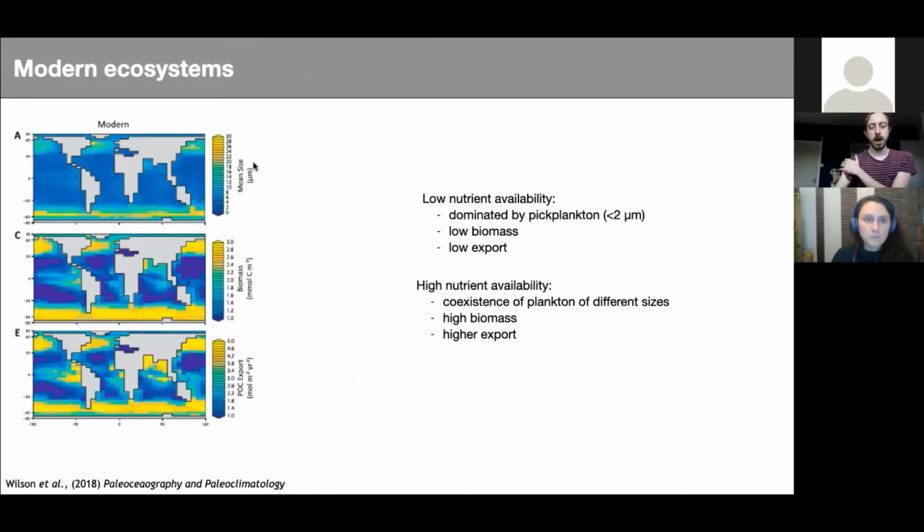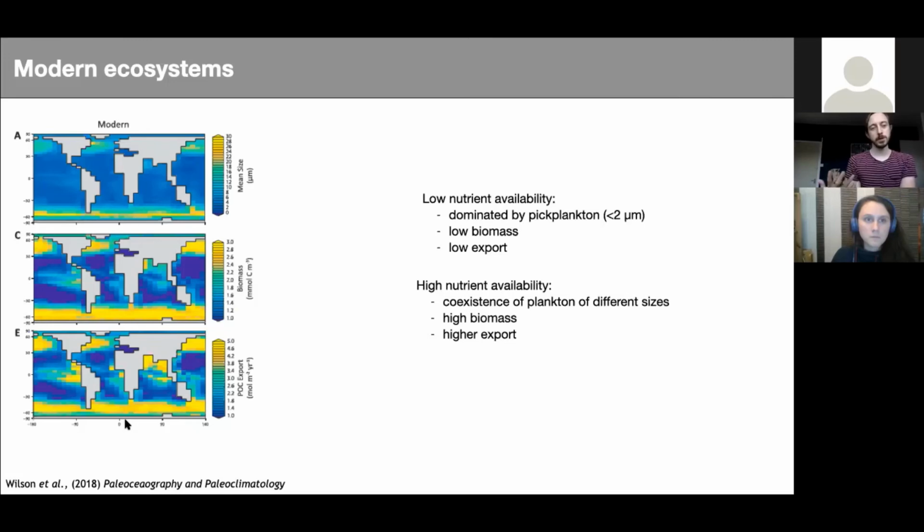So for the modern setup, this is what the model predicts for these key metrics. Very briefly, the cell size in the low latitudes is very, very small. It's dominated by small things. They have very low biomass because there are very low nutrient fluxes to these regions, and they don't export that much carbon. That's compared to the high latitudes that have a higher mean size. So this is a greater diversity of cell sizes coexisting with each other. It's associated with high biomass because of high nutrient fluxes in the regions, and higher export.